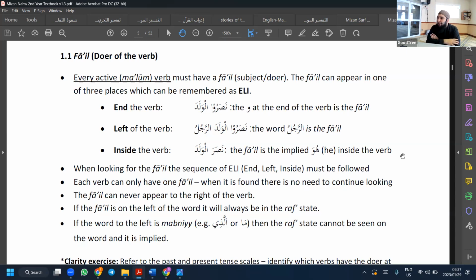What is that thing on the right then? Remember, Muhammad is an ism. If the sentence starts with the ism, then it's a jumla ismiya. So it will be the mubtada. If the sentence starts with the ism, it's a jumla ismiya. So that will be my mubtada.